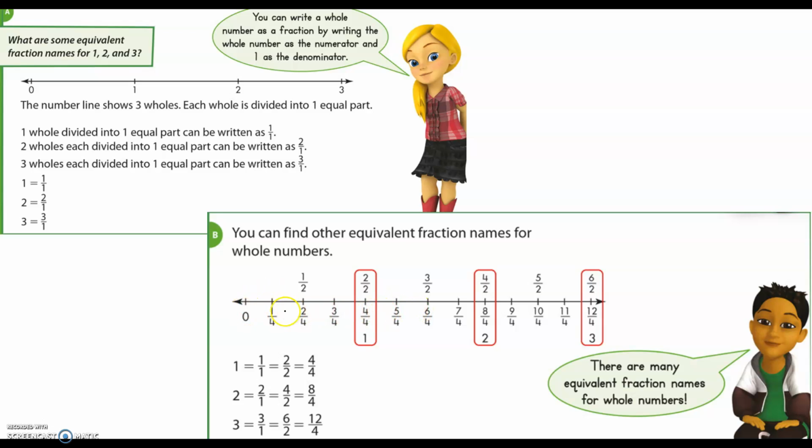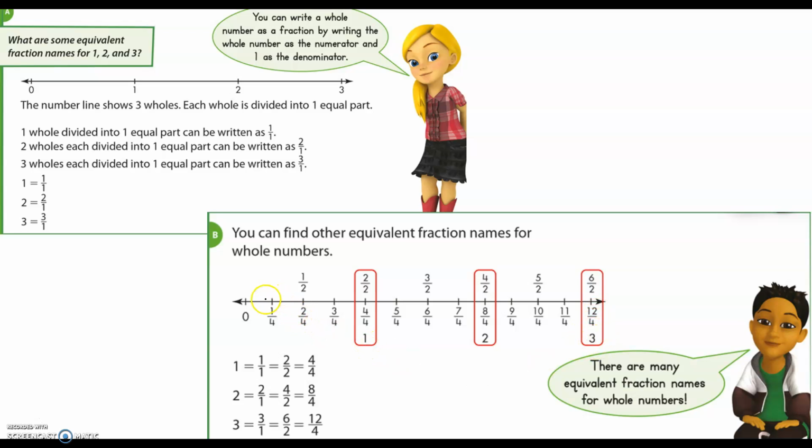Looking at this number line here, we have fourths and halves listed. So 1/4, 2/4, 3/4, 4/4, or 1 whole. We start adding more fourths, so we have bigger than a whole. We have 5/4, 6/4, 7/4, 8/4, or 2. And if you think about it, 4 goes into 8 2 times. 9/4, 10/4, 11/4, and 12/4, or 3 wholes. And again, 4 goes into 12 3 times.